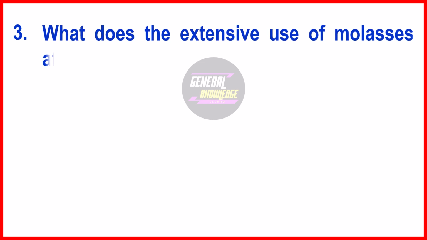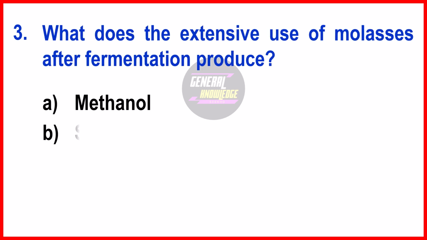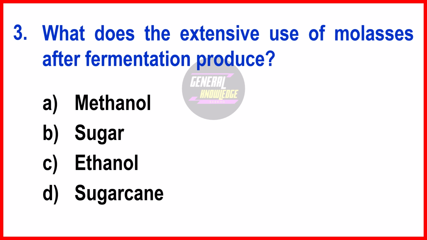What does the extensive use of molasses after fermentation produce? The right answer is option C, ethanol. The ethanol produced can be used as a biofuel or in alcoholic beverages.